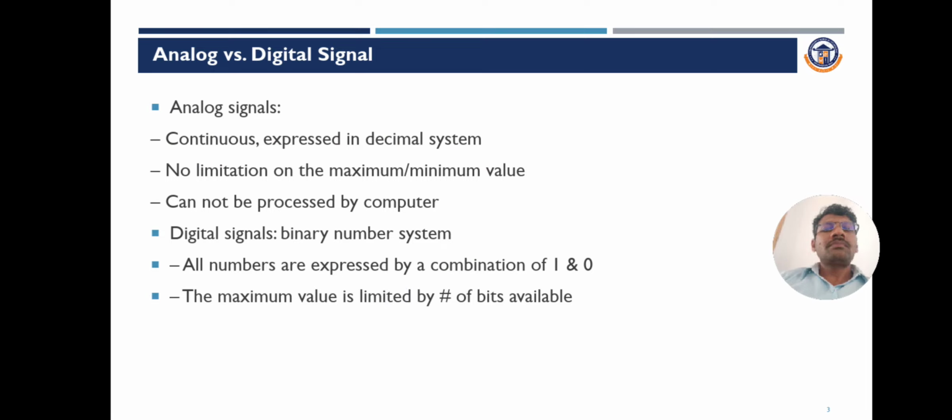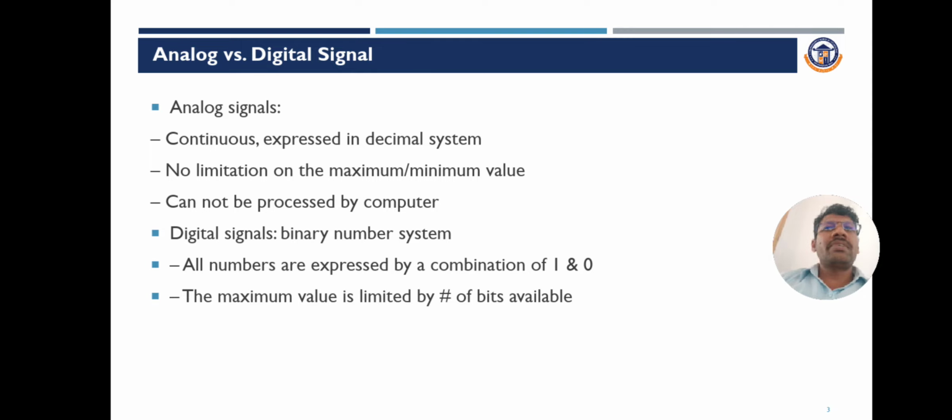Now the analog and digital signals. Analog signals are continuous and expressed in the decimal system. There is no limitation on the maximum or minimum value, because it has both positive and negative peaks, and it cannot be processed by the computer. Only the digital signal can be processed by the computer, which follows the binary number system, a combination of zeros and ones. The maximum value is limited by the number of bits available in the processor.